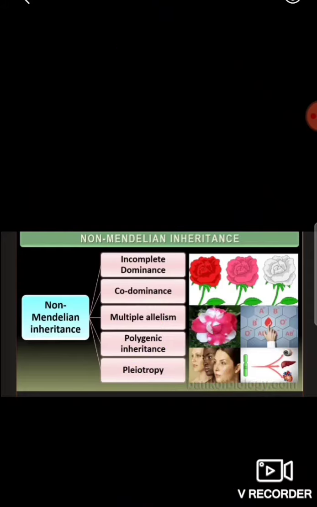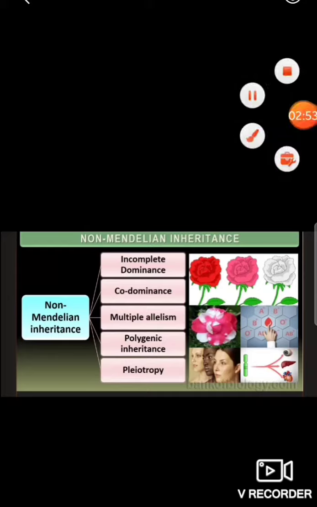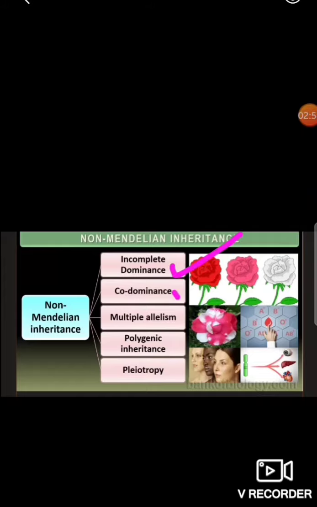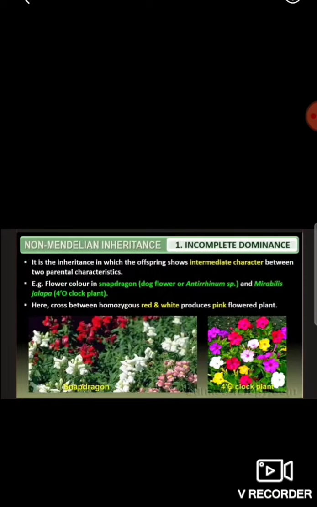Non-Mendelian inheritance is where what Mendel observed in his laws is changed, completely changed. That is why we call it non-Mendelian inheritance. In some examples we observe incomplete dominance, in some co-dominance, in some multiple allelism, in some cases polygenic inheritance, and in some cases pleiotropy. That we call non-Mendelian inheritance.